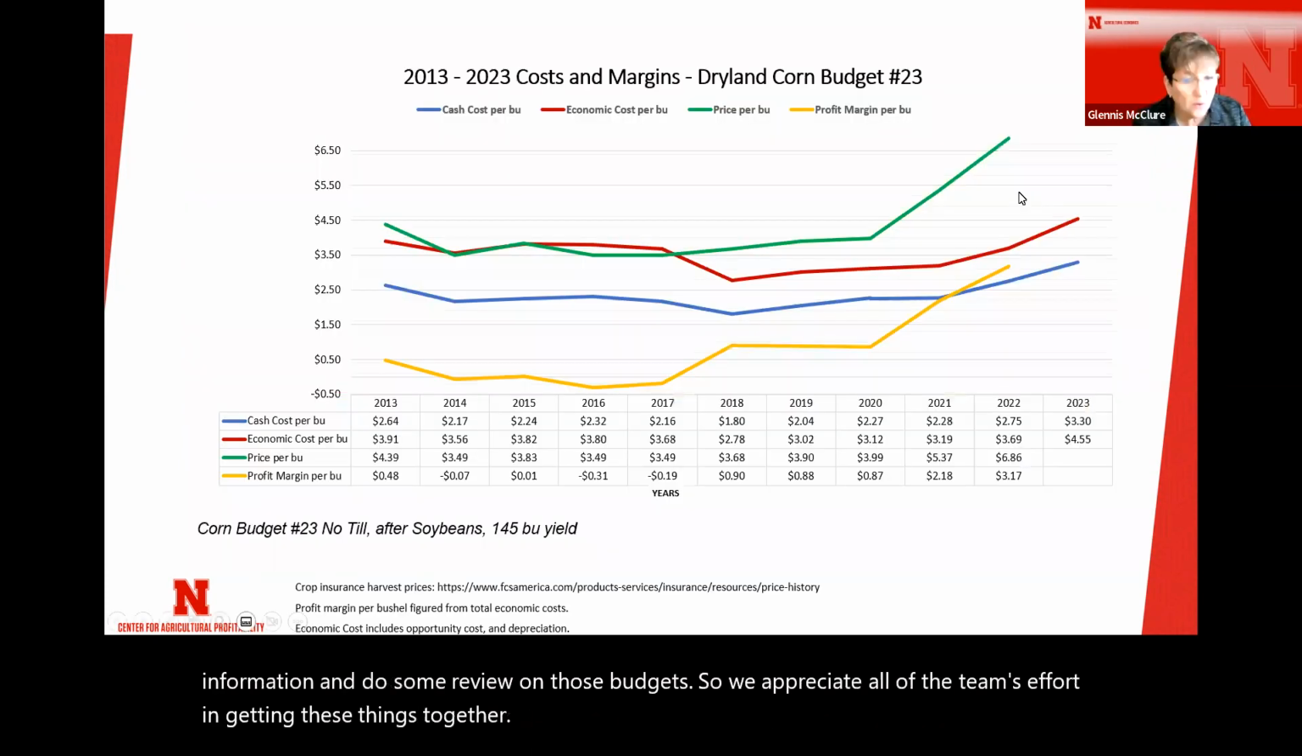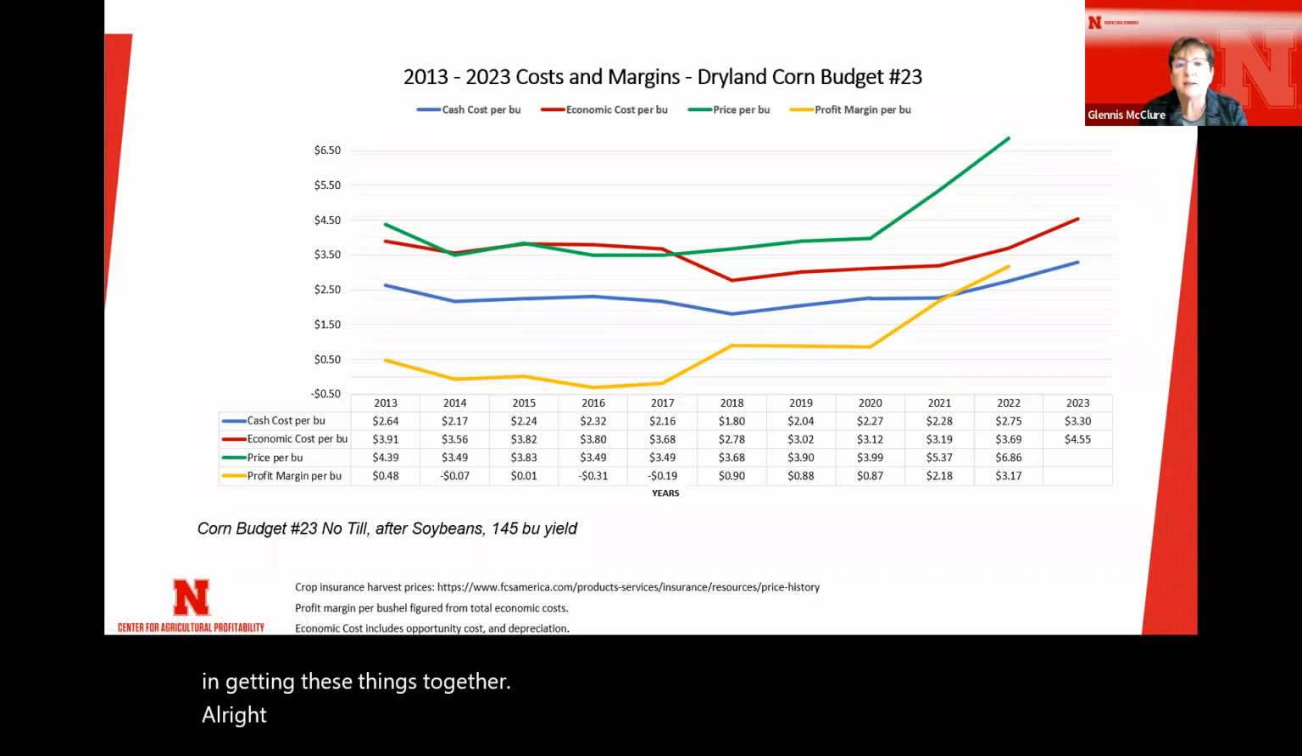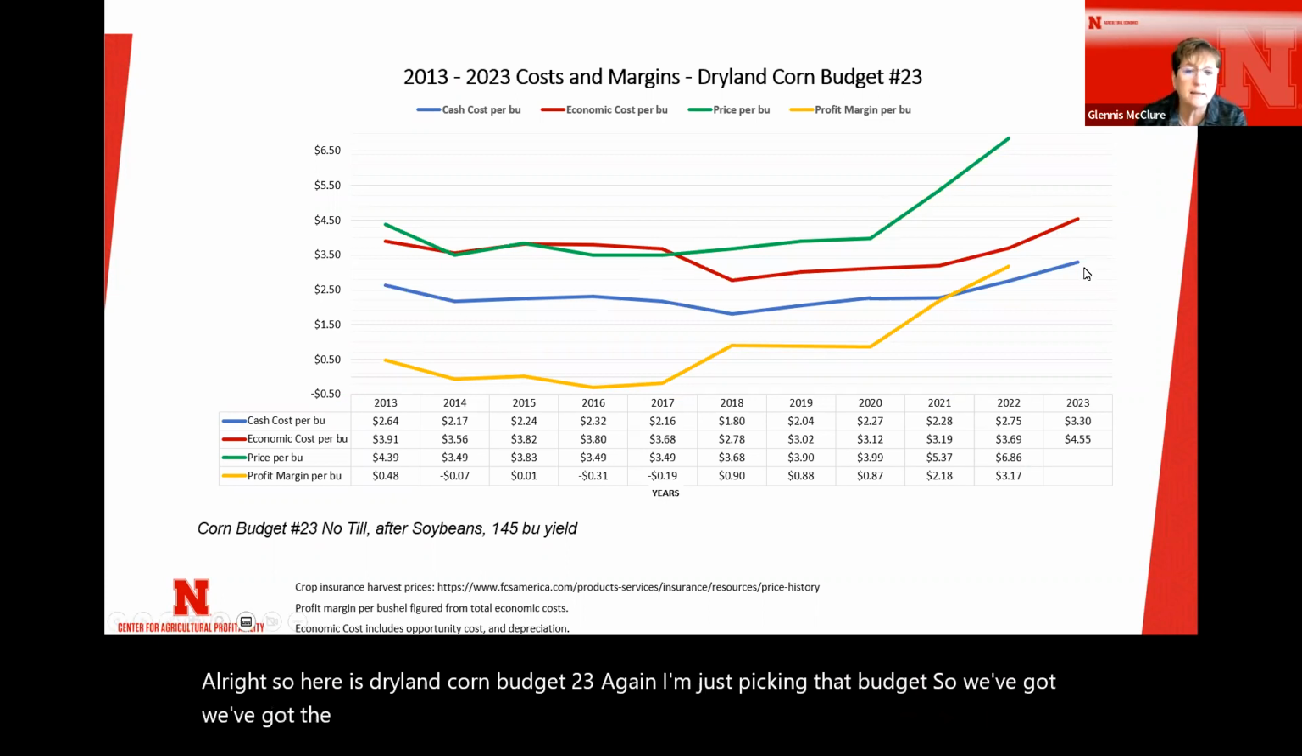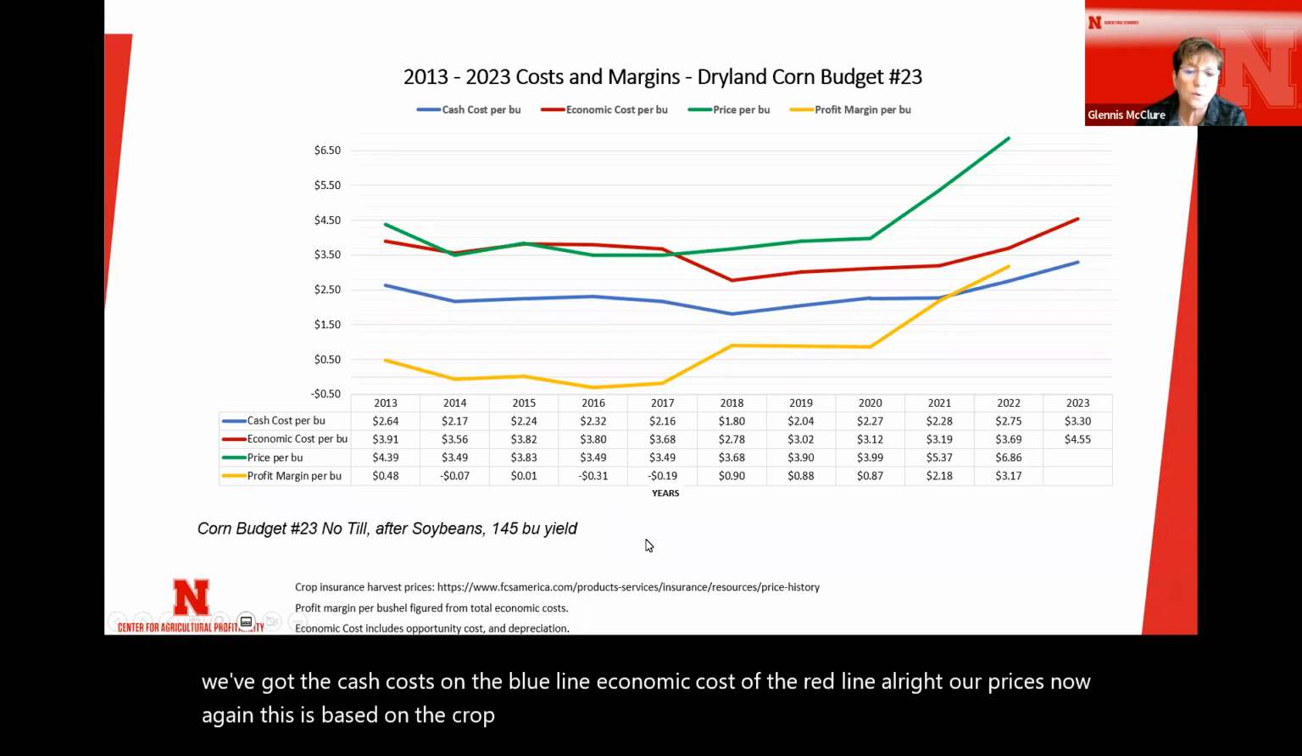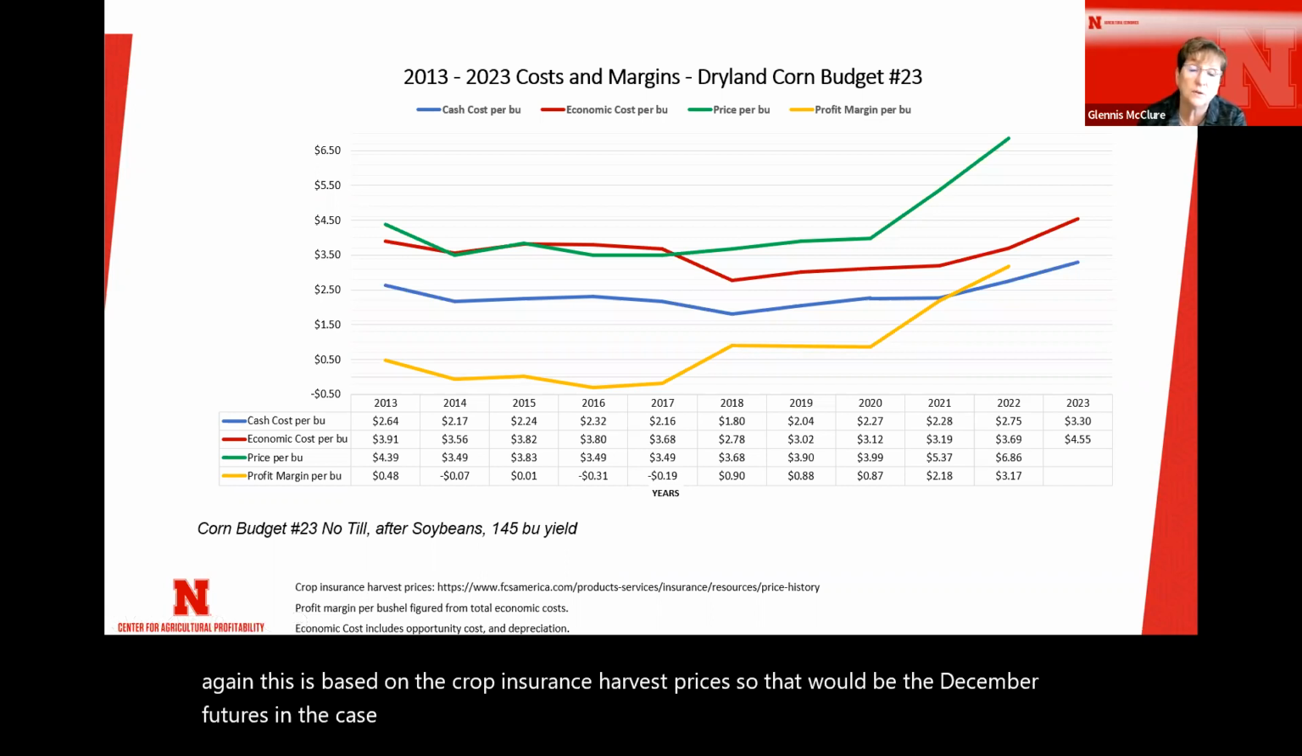All right, so here is a dry land corn budget, number 23 again, just picking that budget. I've got the cash costs on the blue line, economic costs are the red line. All right, our prices. Now, again, this is based on the crop insurance harvest prices. So that would be the December futures in the case of corn, and November futures in soybeans, with the price averaged in the month of October.